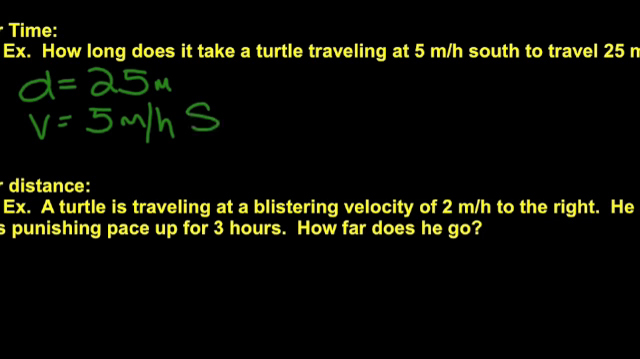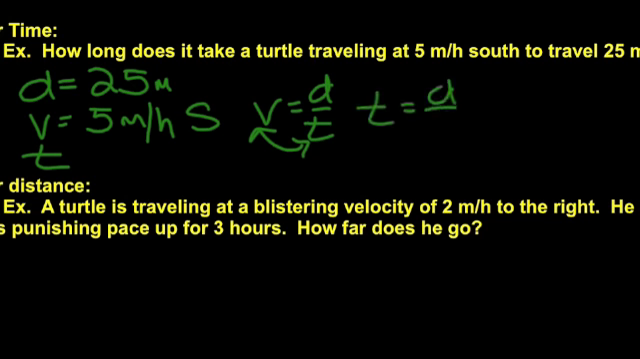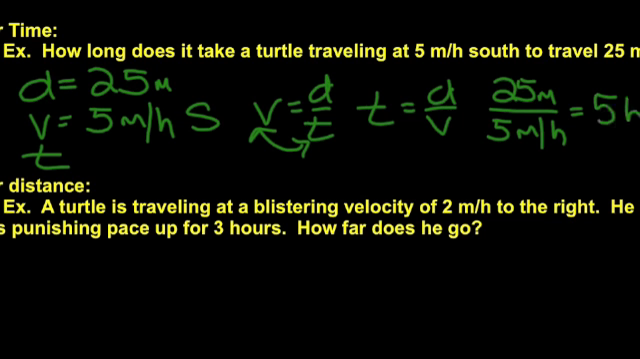We're looking for time. So our formula equals V equals D over T. We're looking for time, so we're going to do that handy dandy little switch where we swap velocity and time. And so we end up having time equals distance divided by velocity. Plugging into our formula, our distance is 25 meters and our velocity is 5 meters per hour. So it takes our turtle 5 hours to go that distance.